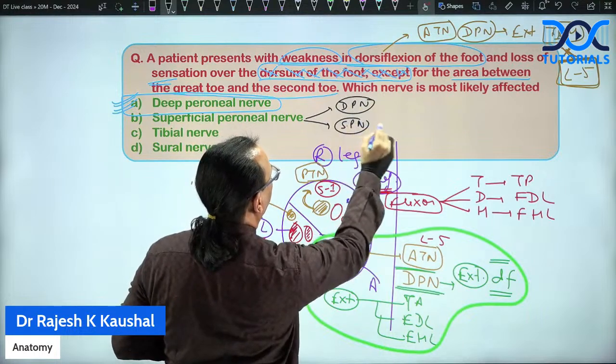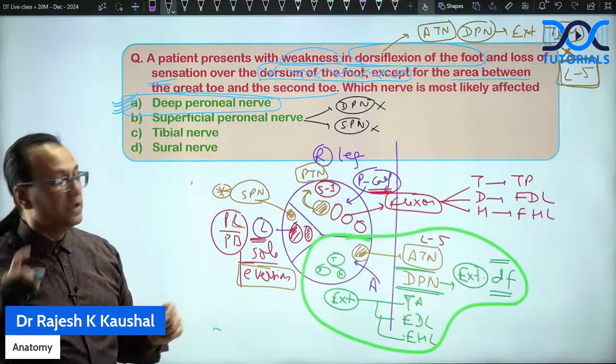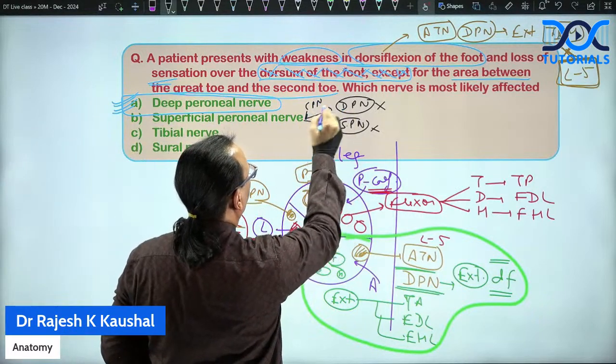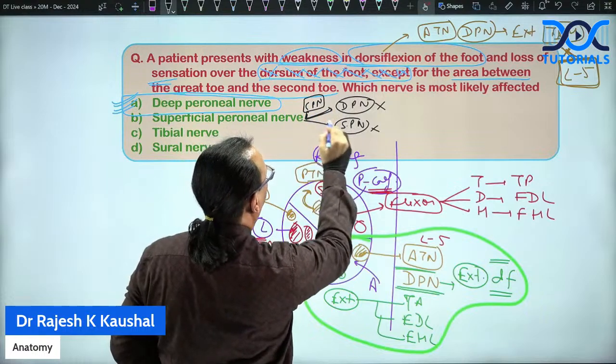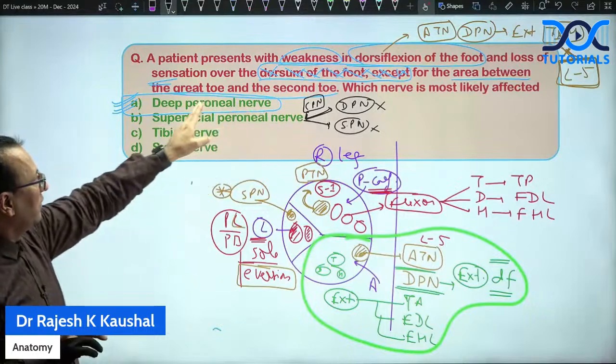None of that will be working. So this is common peroneal nerve. Common peroneal nerve gives two branches, deep peroneal and superficial peroneal nerve. If deep peroneal nerve is not working, you have seen what happens.